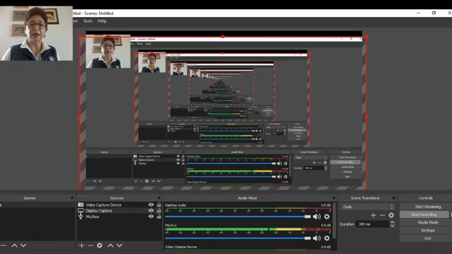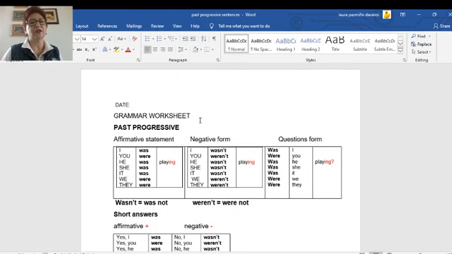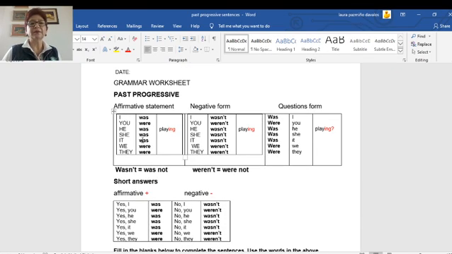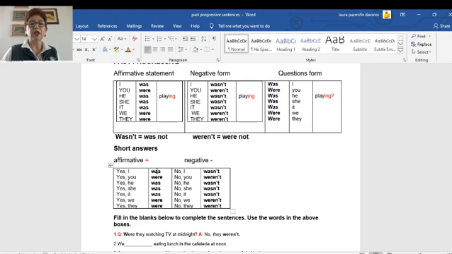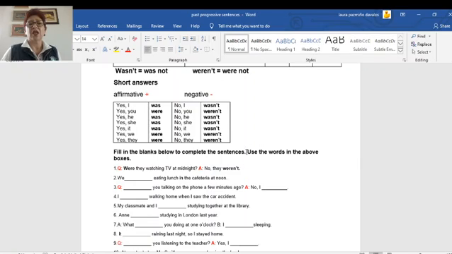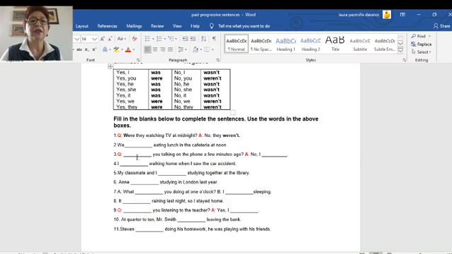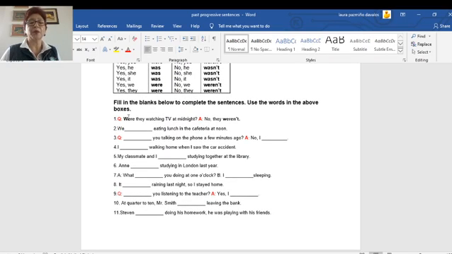I'm going to send this worksheet. It's so easy. As always, we need to write the date. And look, here we have some clues of when to use an affirmative statement, how to use a negative form, how to make questions, and how to give affirmative short answers and negative short answers. So this activity is going to be a piece of cake.